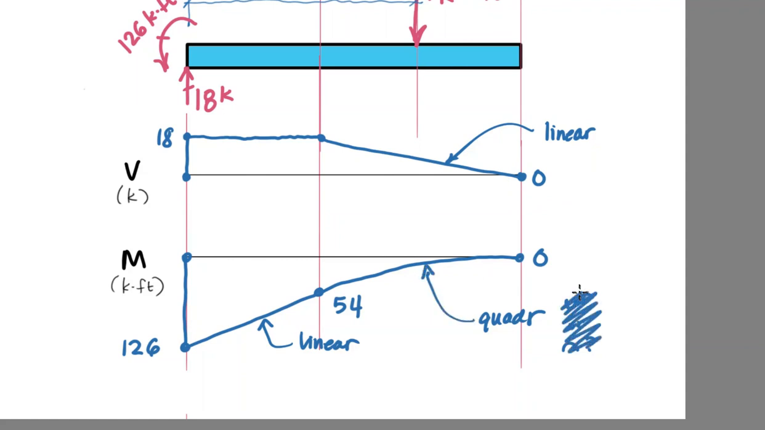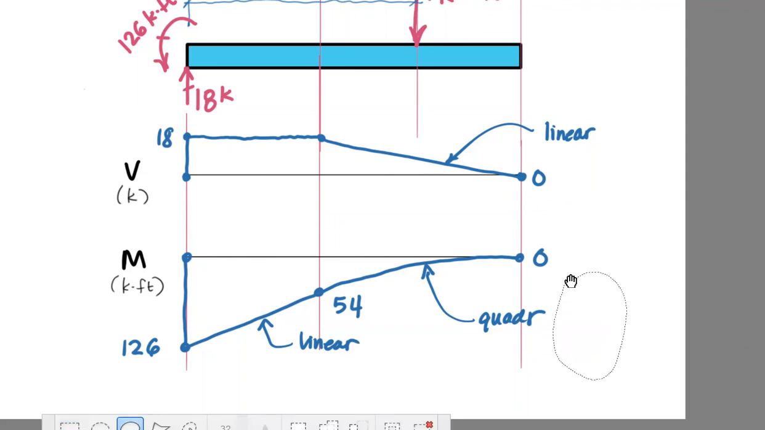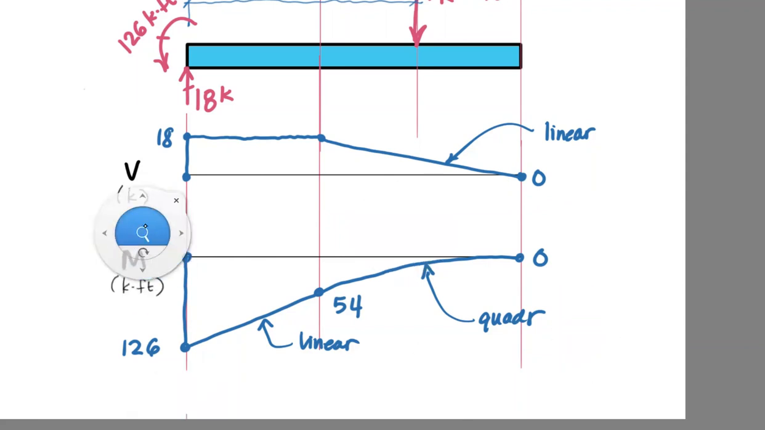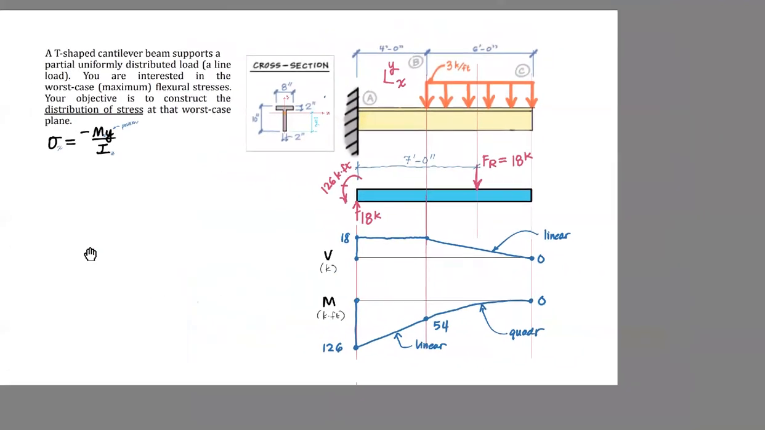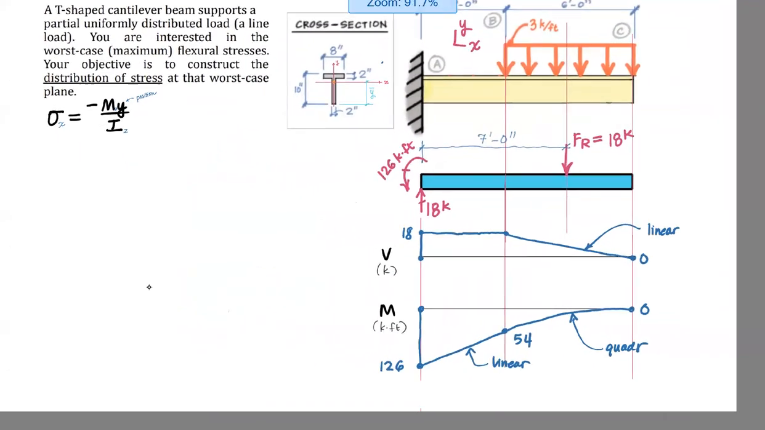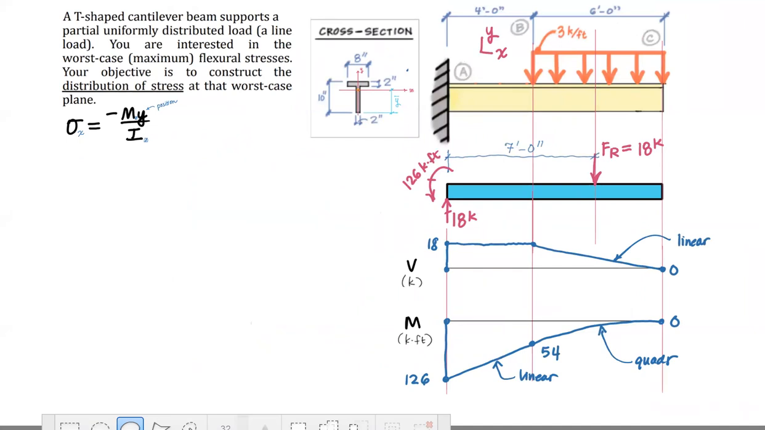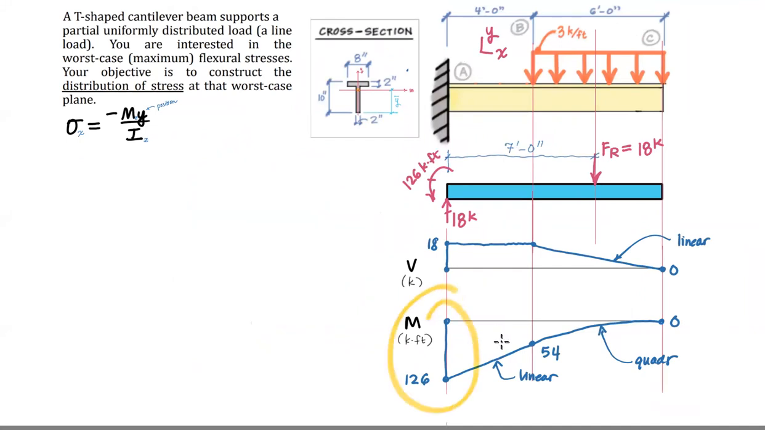All right, that is looking fantastic. I've got shear diagrams, I've got moment diagrams. And why was I doing all this? Well, partially for practice, but also because now I know the worst case moment, that maximum moment does occur at the fixed support.